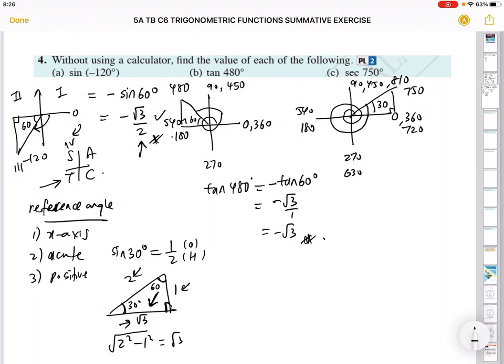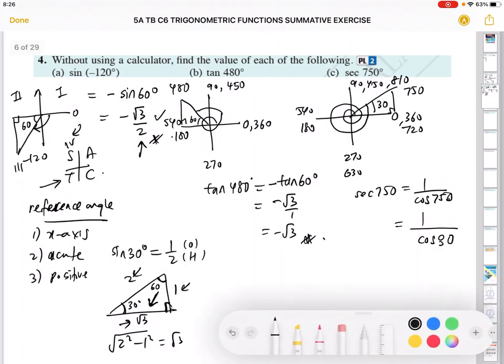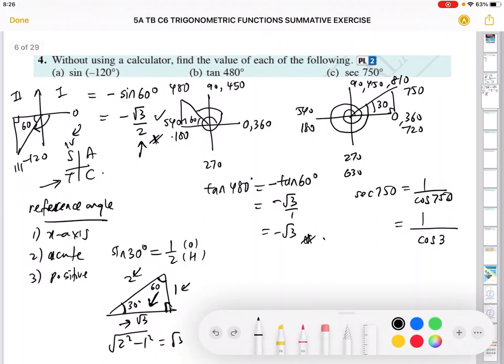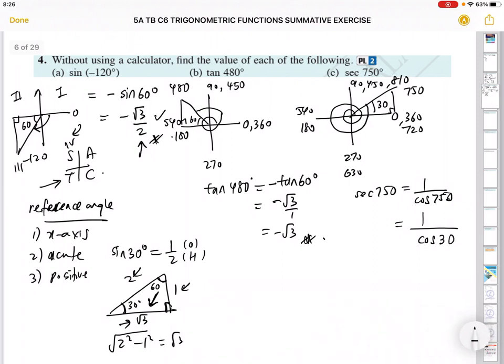So here we have secant 750. Secant is 1 over cos, right? And we need to express this in terms of its reference angle, which is 30. Oops, this is a bit ugly. Let me fix this. Cos 30. And in quadrant 1, all three, sine, cos, and tangent, they are still positive. So this will be 1 over √3 over 2.